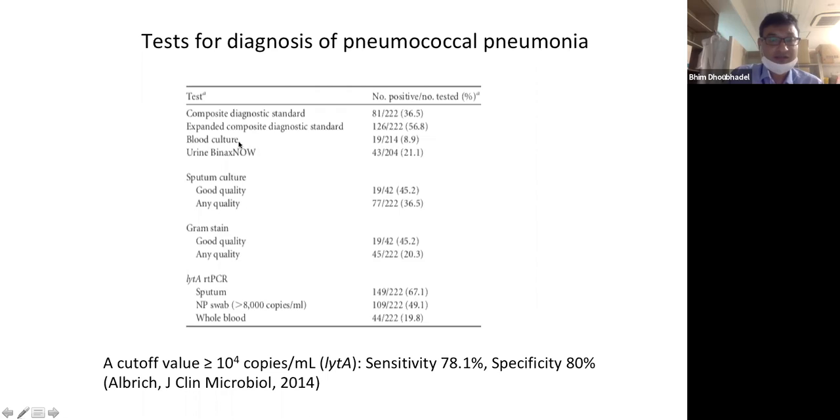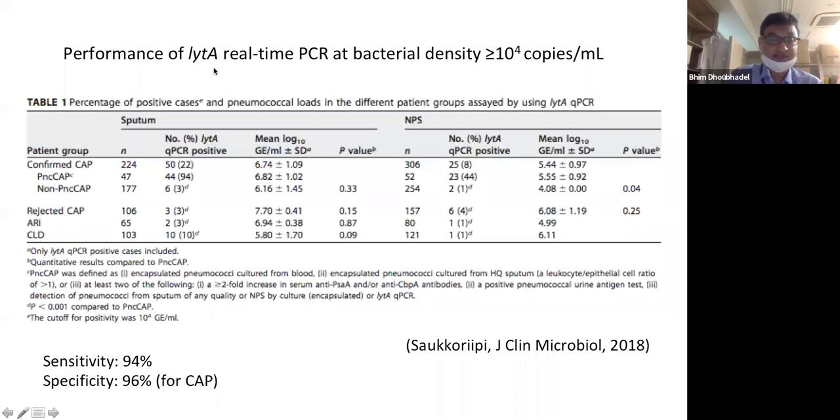And they made a composite diagnostic standard: blood culture positive, urine antigen positive, and sputum positive. Against that, they compared with the cutoff value of 10⁴, 10,000 copies of pneumococcus. And they found that sensitivity was 78% and specificity was 80%. Similarly, other papers compared with the Lyt real-time PCR at the bacterial density of 10⁴ copies per ml.